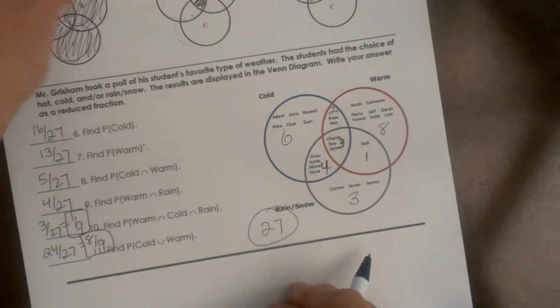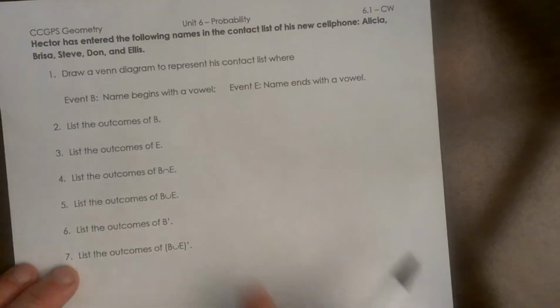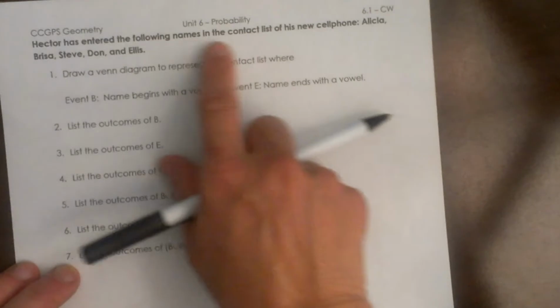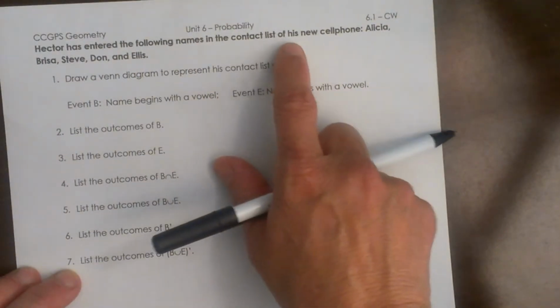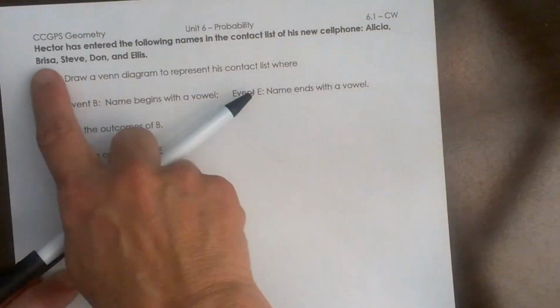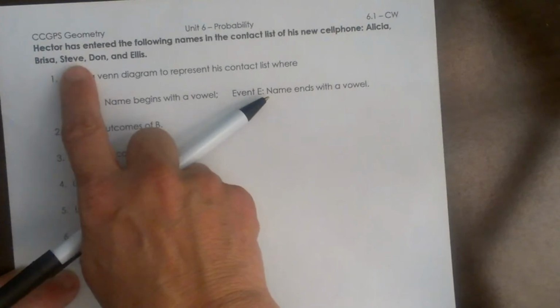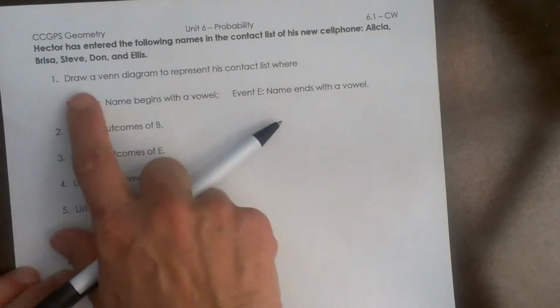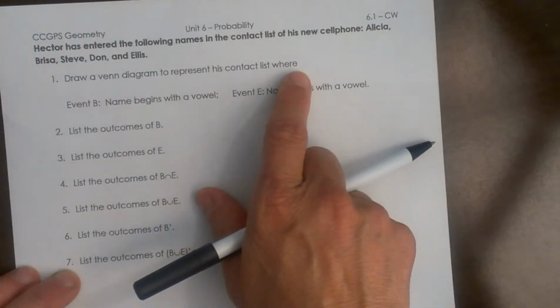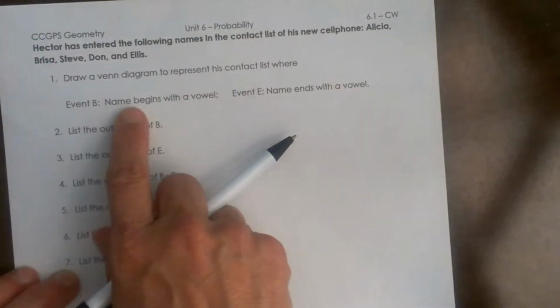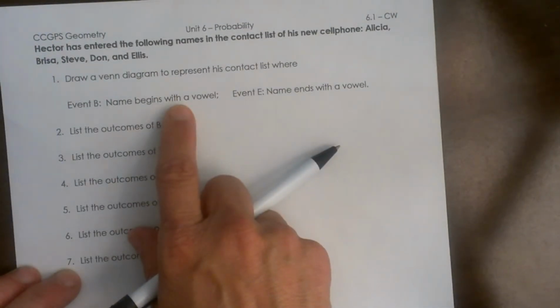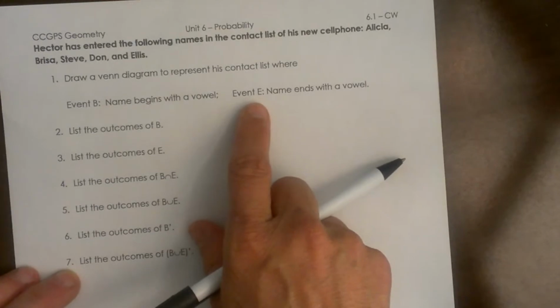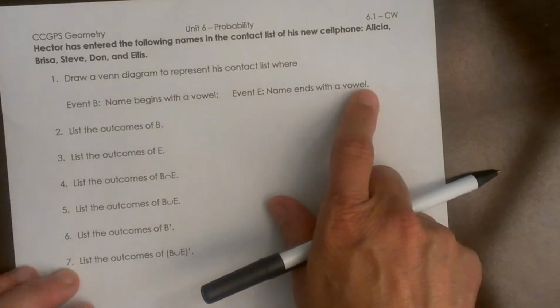Now let's look at the second page. On the second page, we actually have to draw this Venn diagram. Let's see if we can do this. It says, Hector has entered the following names into his contact list of his cell phone: Alicia, Brisa, Steve, Don, and Ellis. Draw a Venn diagram to represent his contact list where event B is names that begin with a vowel. Event E is names that end with a vowel.